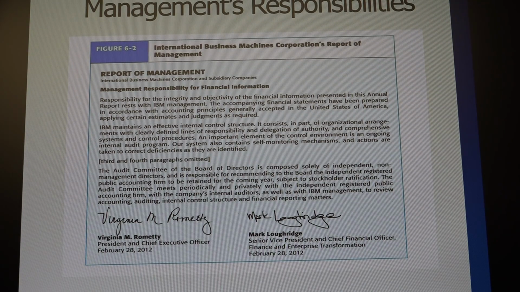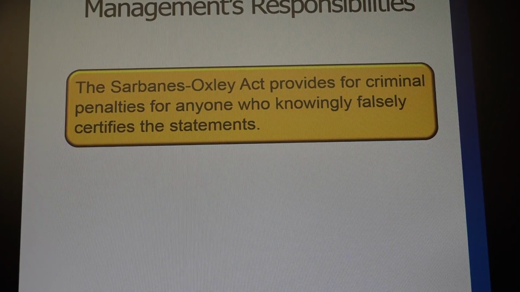And so here you see an example. IBM has their CEO and CFO sign off on this report of management. This is the management responsibility. This is outlining what management's responsibility is. And so if you knowingly falsify this certificate, in other words, if you state that the financials fairly represent the financial position of the company, and you're the CEO or CFO, and you knowingly falsely certify, this could bring about some pretty stiff penalties.